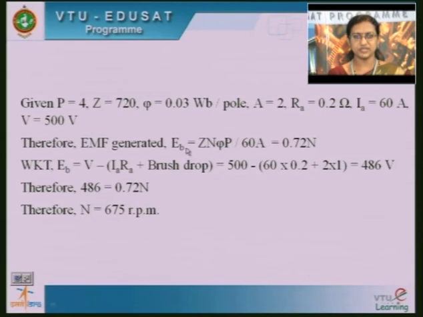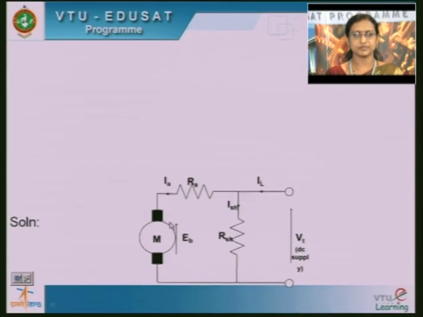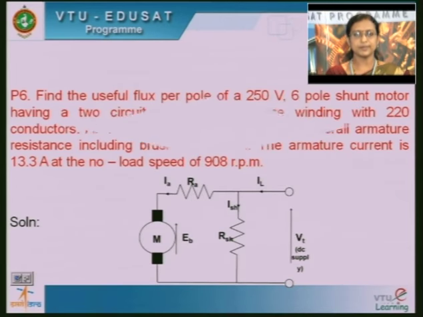So, both are equations of back EMF. By using the equations of back EMF, you can calculate the speed when two parameters are unknown. So we have got N is equal to 675 revolutions per minute. Now let us see the next problem.